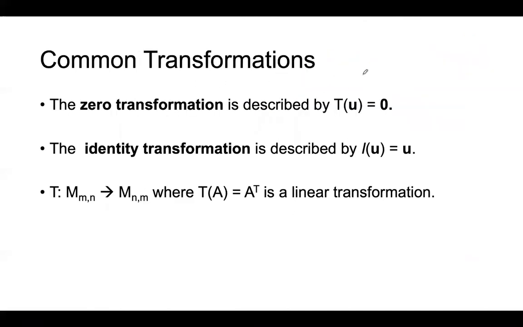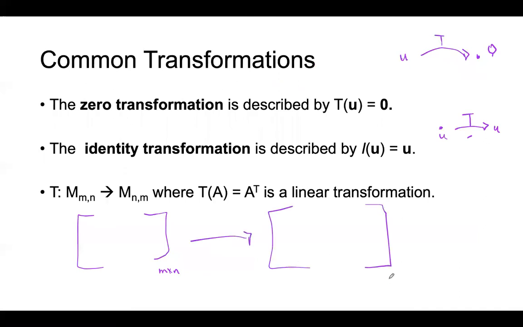So there's, of course, the zero transformation: if you take a vector, let's say U, and you transform it, you go to zero. There's the identity transformation: you take U and it maps to itself, U. Very clear. There's also the matrix case: you have an n by m matrix and you flip it to get an m by n matrix. This is, of course, the transpose transformation, so we call it A transpose.